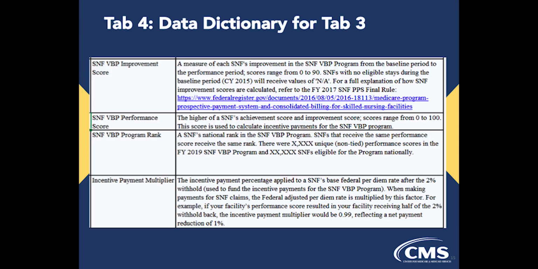SNFs with the highest performance scores of 100 will be ranked at number 1. Also, the incentive payment multiplier will be applied to your SNF's adjusted federal per diem rate and will be reflected on your claims. When making payments to SNF's claims, the adjusted federal per diem rate will be multiplied by this factor.